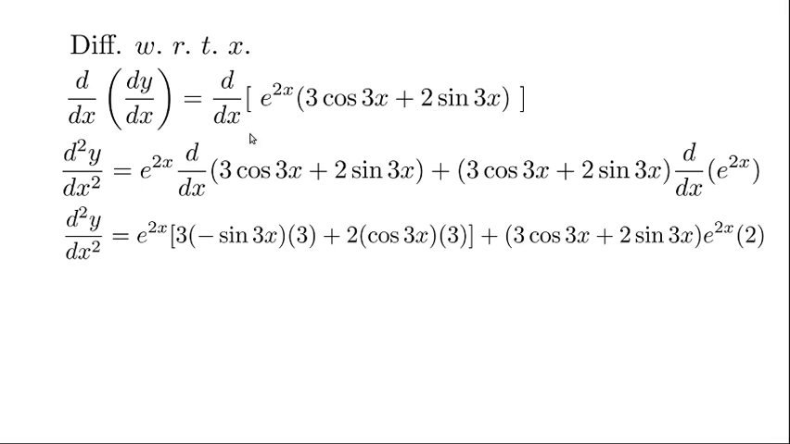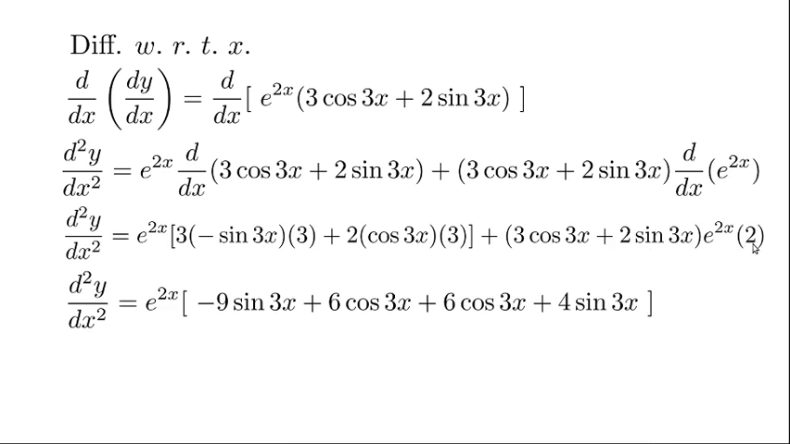So derivative of cos 3x is minus sin 3x into derivative of 3x is 3. Composite function rule. And again it is 2 times cos 3x into 3. This term as it is, 3 cos 3x plus 2 sin 3x, e raised to 2x, derivative of e raised to 2x into derivative of 2x is 2. So again here we can take e raised to 2x out, and inside the bracket we are left with minus 9 sin 3x plus 6 cos 3x plus 6 cos 3x plus 4 sin 3x.